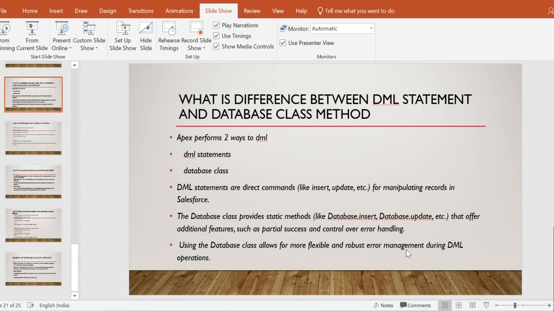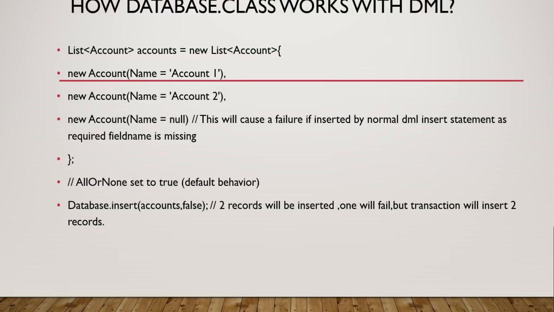Okay, and for error management. So how does this work? Now, how does the database class work with DML? We have created a list of data type SObject account, and we are creating three new records: Account 1, Account 2, and in the third case we are creating a record with a validation error. We are not giving the name.